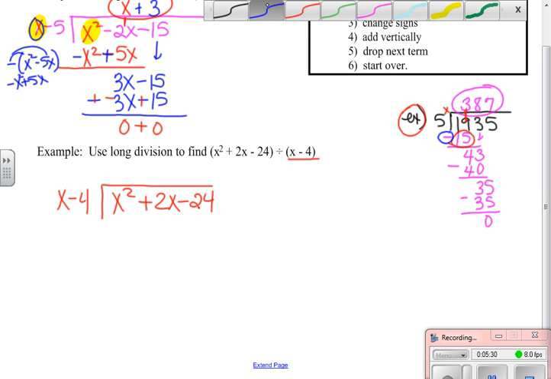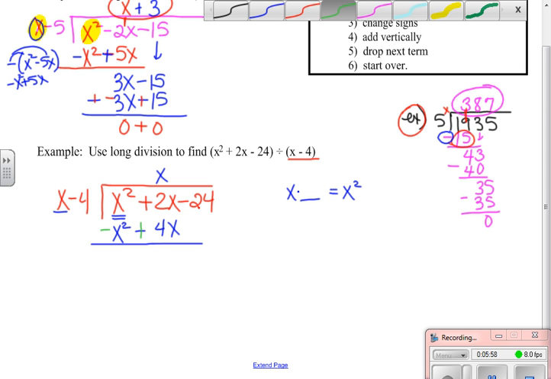So the first thing is, how many times does x go into x squared? It goes in x times. Another thing you could think about is x times what equals x squared. That's really what we're doing. So x times x is x squared. X times negative 4 is negative 4x. And then I'm going to subtract, which means really subtract both pieces.